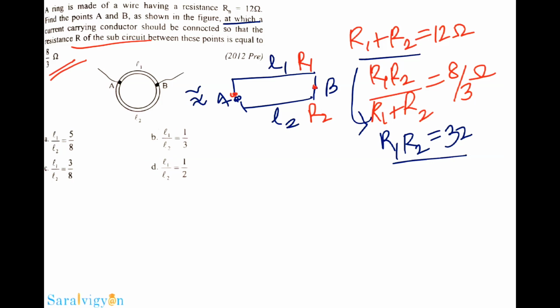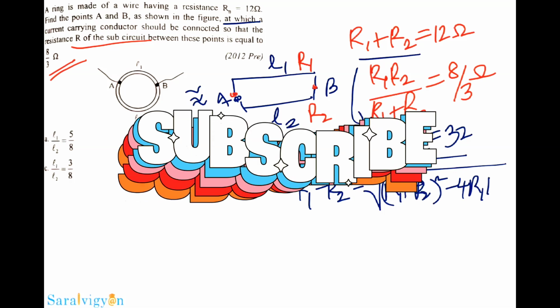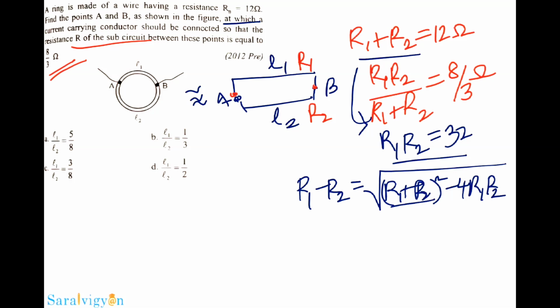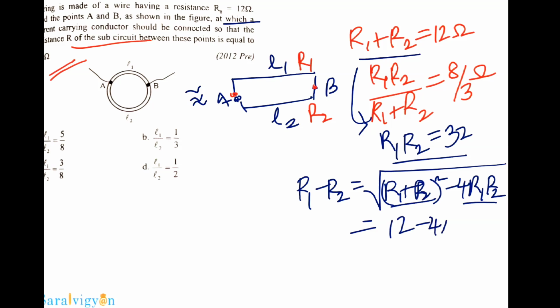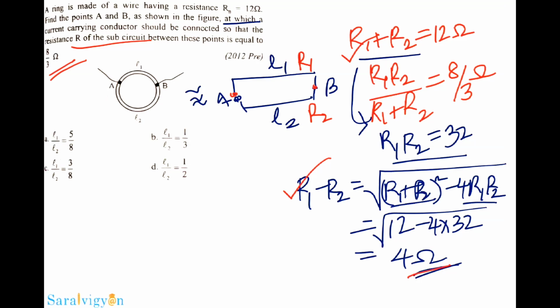We know from the algebraic identities R1 minus R2 is equal to root of (R1 plus R2) whole square minus 4 R1 R2. Now we can substitute R1 plus R2 and R1 R2 here and we get root of 12 square minus 4 into 32, which is 4 ohm. Now we have equations R1 plus R2 is equal to 12 ohm and R1 minus R2 is equal to 4 ohm. With that we can find R1 and R2. We get R1 equal to 4 ohm, R2 equal to 8 ohm.